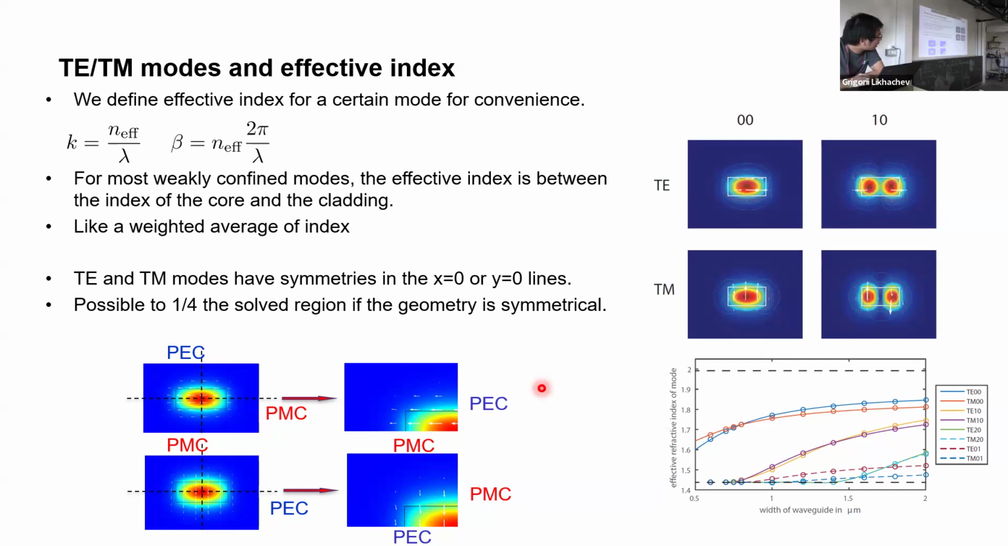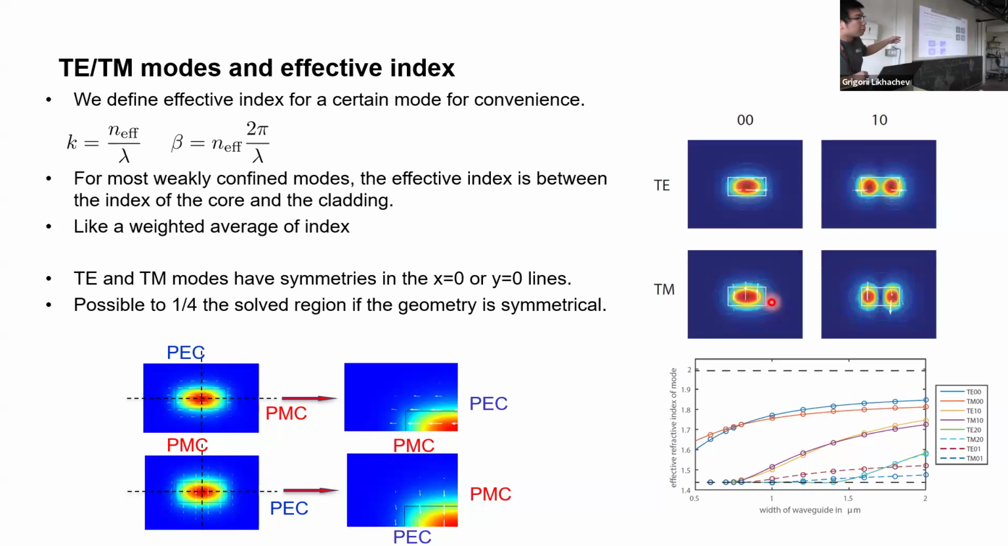There is another thing that you can use when modeling a cross section. The TE and TM fundamental modes and higher order modes also have some symmetrical properties. For TE modes, you find they have symmetries in the x = 0 line, and the TM modes have symmetries in the y = 0 line. Both TE and TM modes have symmetries in both these two lines, but it's slightly different.